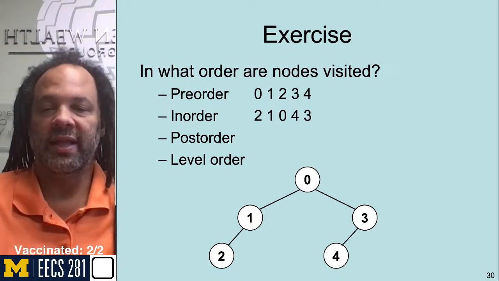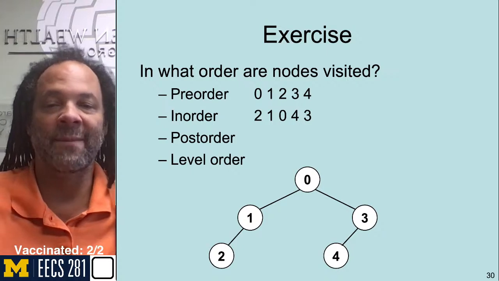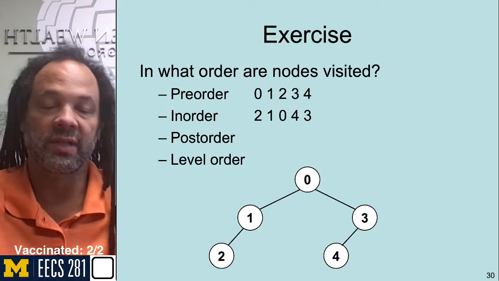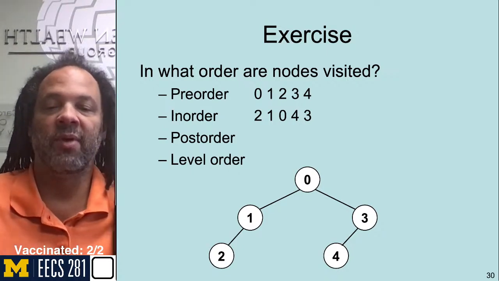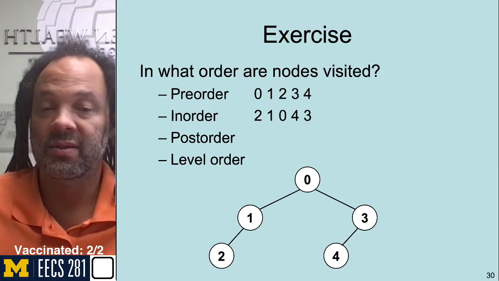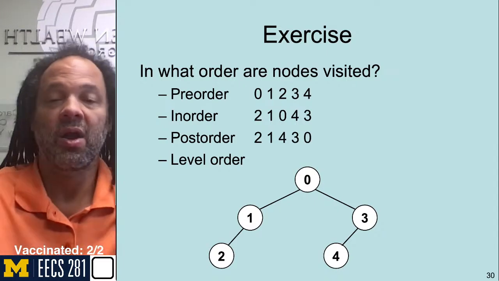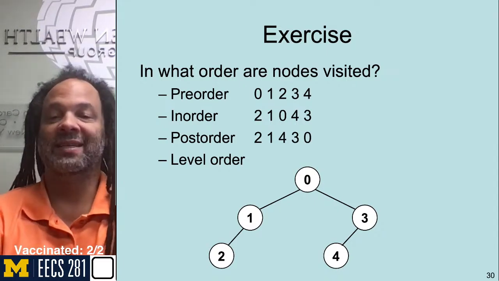So I'll go to 2's left, it's empty, go to 2's right, it's empty, then I can process 2. So once again, in my post-order traversal, the 2 is the first thing that gets processed. After I'm done processing the 2, I can process the 1's right child, which is empty. So that allows me to then process the 1 itself. So I start there with a 2, 1, much as I did in order.